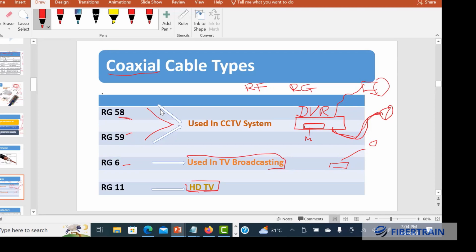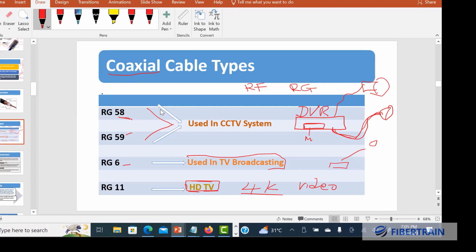RG6 and RG11, there is a common name, they call it 4K. If you go to Google and Google 4K audio, 4K video, they will break down what they mean by this. This is high definition, high quality video and audio solutions. And so these are the different types of cables. So just for emphasis, RG58 and 59 are used in CCTV systems. These two are used in television broadcasting. Now we have it. Now in Canada, we have the 8K. You know, we used to have 4K, right?